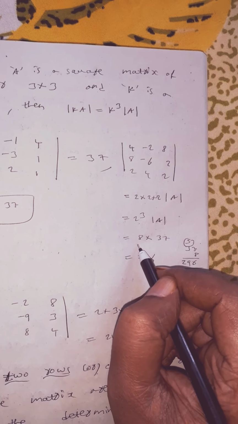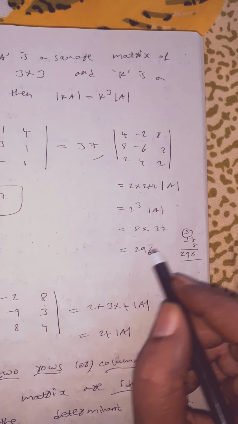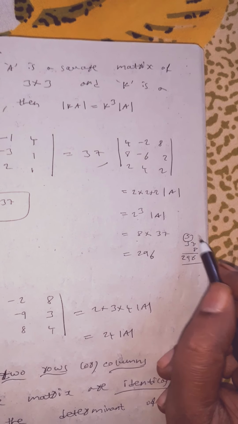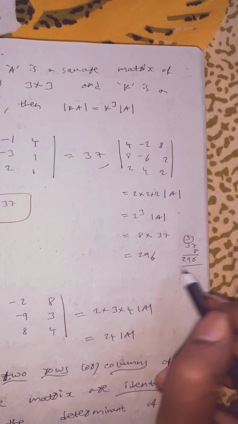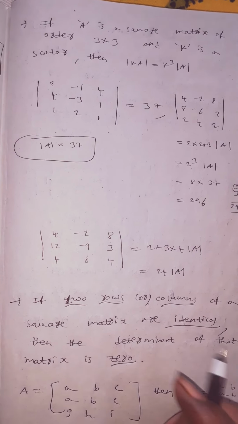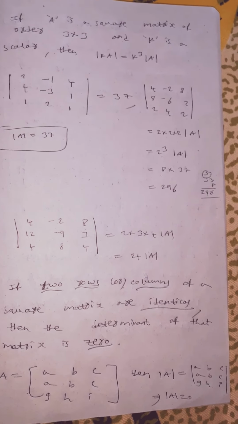2 cube means 8. So determinant of A, how much did we get? 37. So 37 into 8, if you multiply, 8 7s are 56, 5 carry, 8 3s are 24 plus 5 is 29. So how much are we getting? 296. Is it clear? Here I have multiplied with 2.